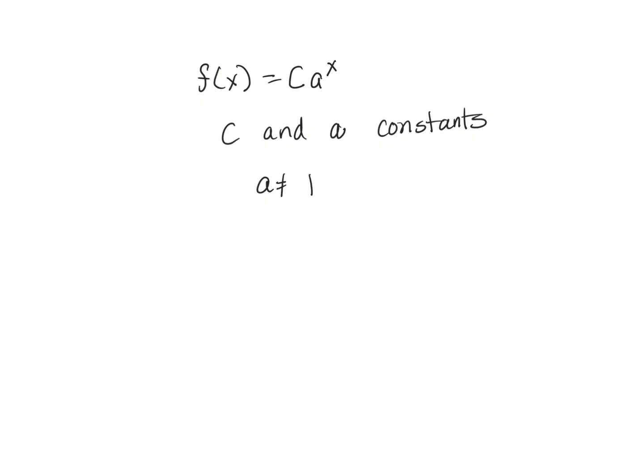Okay, so this whole chapter is on exponential functions. And the definition of an exponential function is some constant c with a base a to the x. It's important to note that both c and a are constants. A cannot be 1, because if a is 1, then it would just be 1 the whole time. And c cannot be 0.